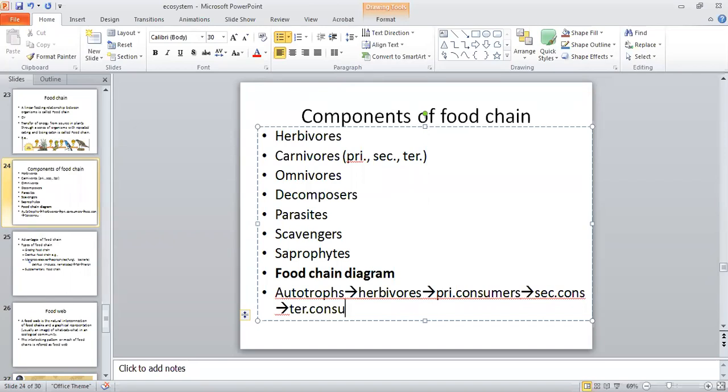So that by the time the food reaches the last consumer, there will be very little energy available. So shorter the food chain, greater will be the availability of energy. So that's why only a few links are present in a food chain.